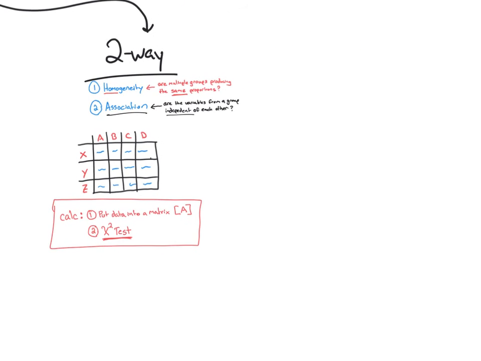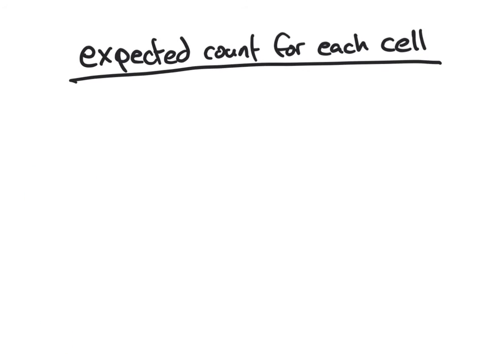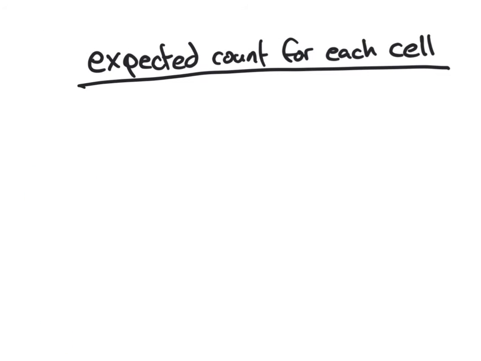But let's do a couple side notes here. What if we needed to find the expected count for each cell? The expected count for each cell in our matrix. And what I mean by each cell is each of those little squares that were created in your matrix is considered a cell. So how do I find the expected count for any one of those? For each cell, here's how you do it.